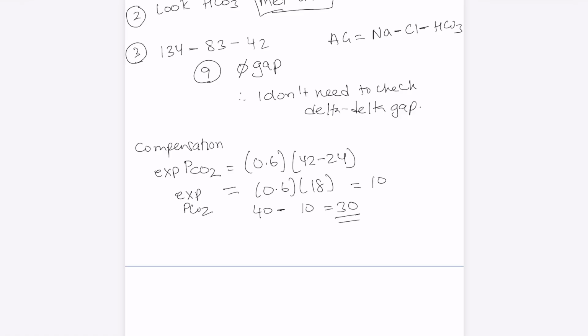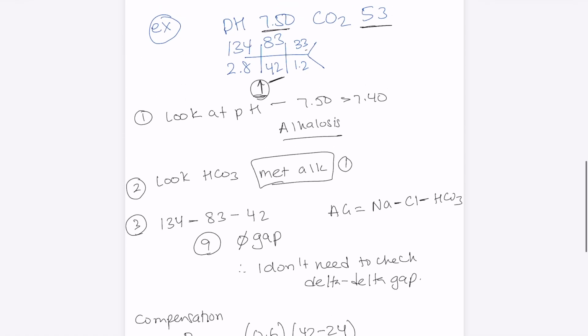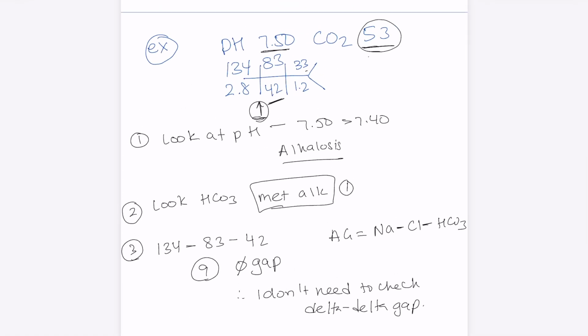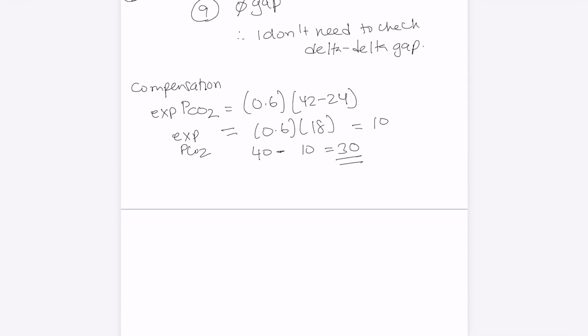Here my CO2 is 53, which is higher. So that means that I have a concomitant respiratory acidosis as well. Therefore, my metabolic disease is going to be a metabolic alkalosis plus a respiratory acidosis. Now, that's how you do this problem.